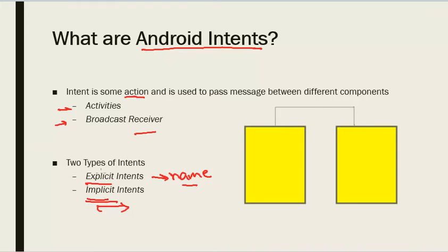So explicit intent is when you really know the name of the activity class and you mention that. And implicit intent is when you don't know the name of the activity. You just know you want to go to some web page, let's say, and you just say you want to go to this web page, and then Android OS handles this intent for you. It finds the appropriate app to open this web browser. So that's the difference between explicit and implicit intents.